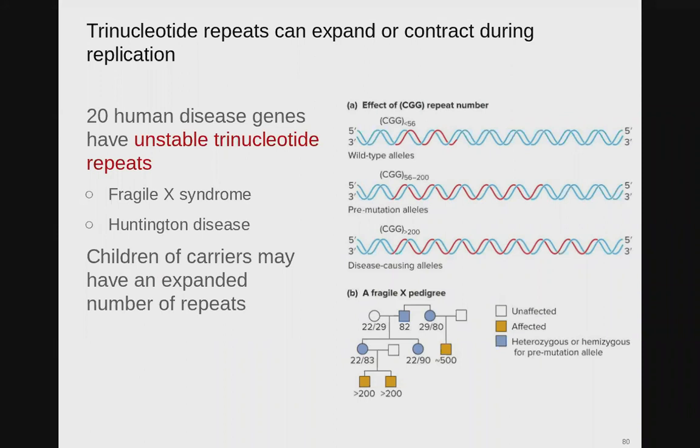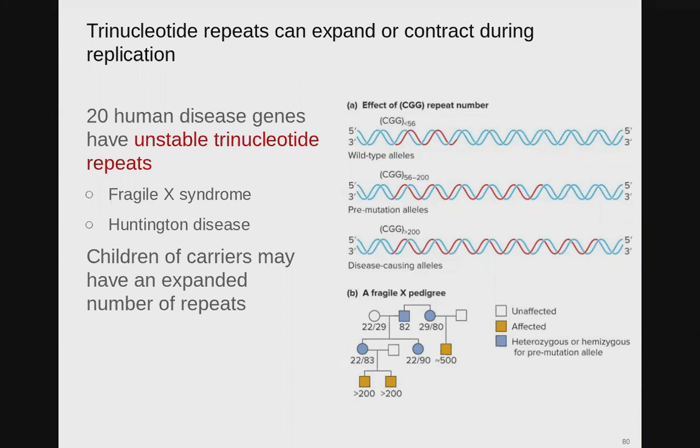Now we can also have trinucleotide repeats. As you'd imagine, trinucleotide, it's CCC or AAA, right? Now these can expand or contract during replication. There are about 20 human diseases that have unstable trinucleotide repeats. And in this case, we have CGG, could be AAA, just the same repeating monomer over and over and over again.